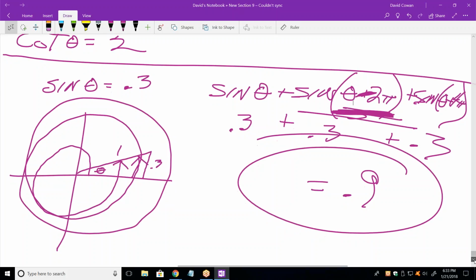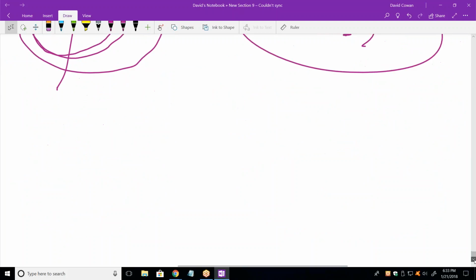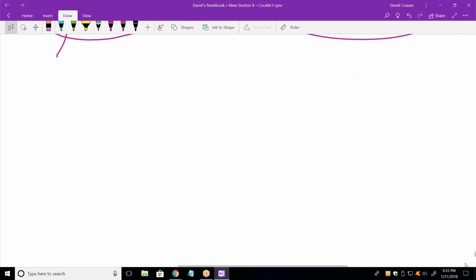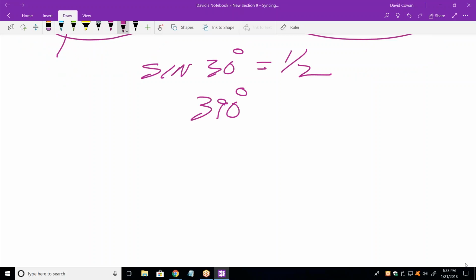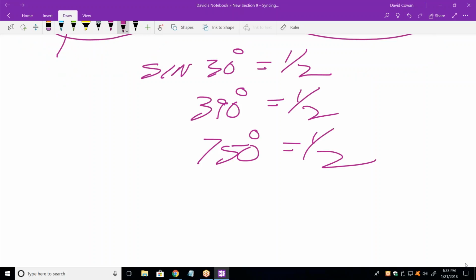What I mean by that is if the sine of 30 degrees is 1/2, then the sine of 390 degrees is 1/2, and the sine of 750 degrees is 1/2, so forth and so on. So it just doesn't matter how many times it goes around as long as it lands where it started?